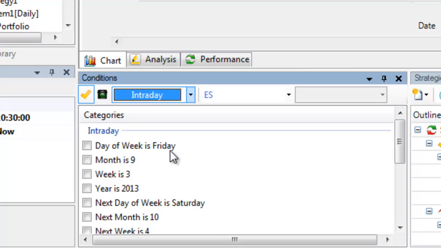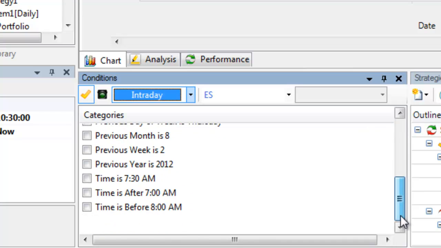So for example, on this particular bar, it's day Friday, and it's in September. It's in the third week, and then it comes down here and you have times. This particular bar opens at 7:30 a.m. and closes at 8 a.m., or right before 8 a.m., I should say. So it'll even give you the time of the bar.